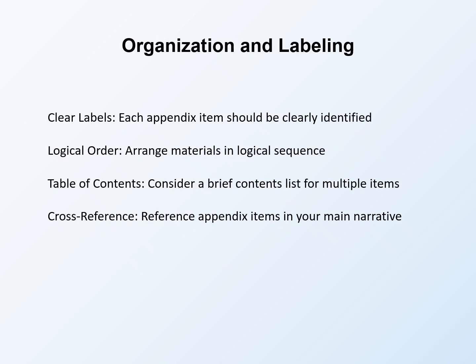Proper organization and labeling make appendices accessible and useful. Attention to these details demonstrates professionalism. Clear labels ensure each appendix item is clearly identified. Use labels like Appendix A, Letters of Support, Appendix B, Biosketches, or similar identifiers. Reviewers should be able to locate specific materials without hunting through unlabeled pages.